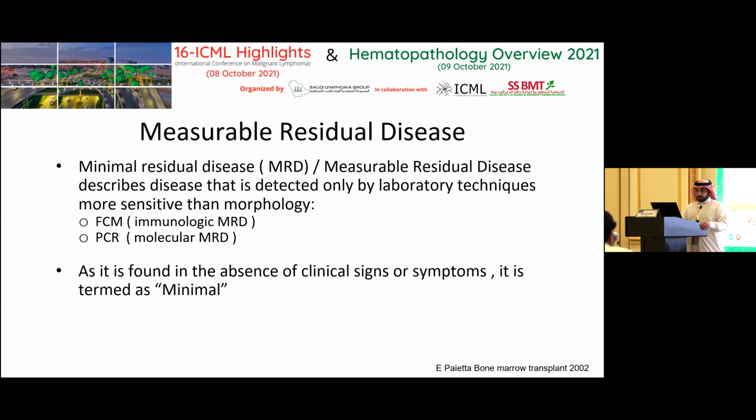Measurable residual disease describes disease detected only by laboratory techniques more sensitive than morphological tools, like flow cytometry for detecting immunological MRD and PCR for molecular MRD. As it is found in the absence of clinical signs and symptoms, it is termed a minimum.